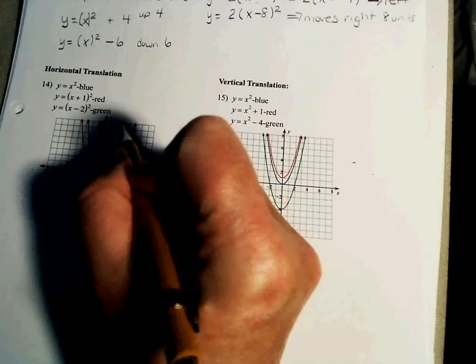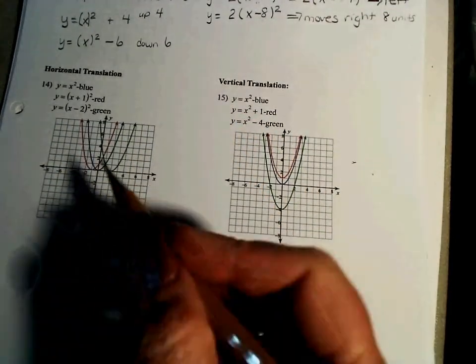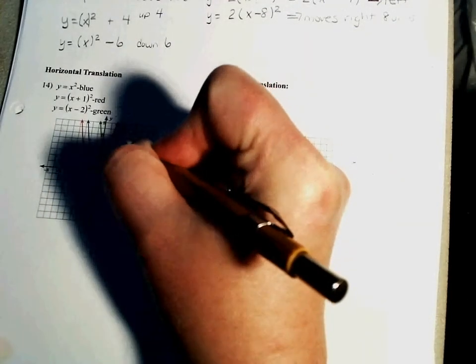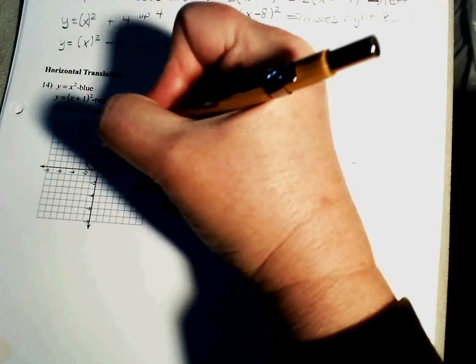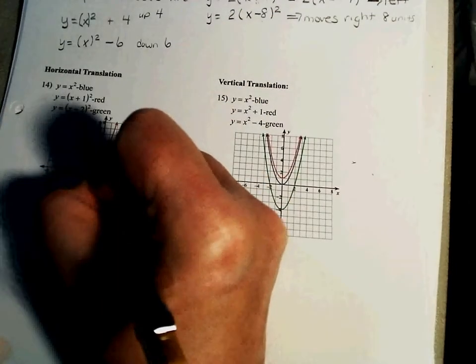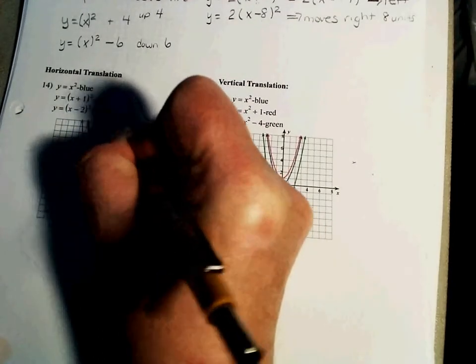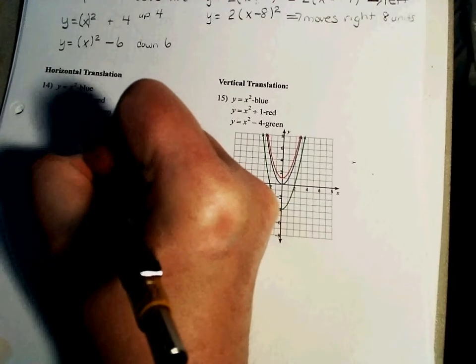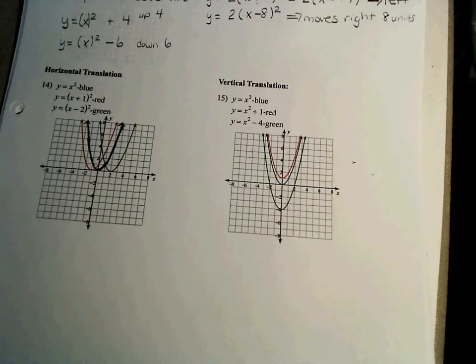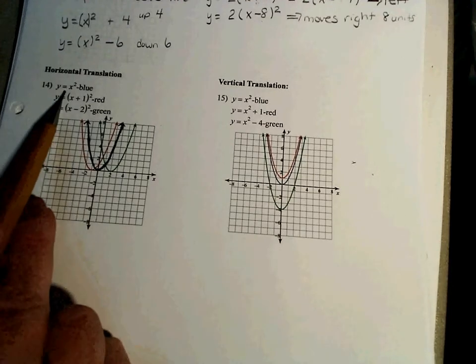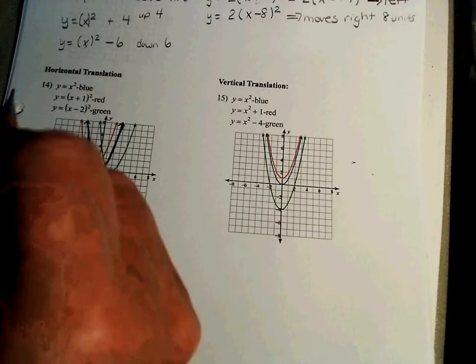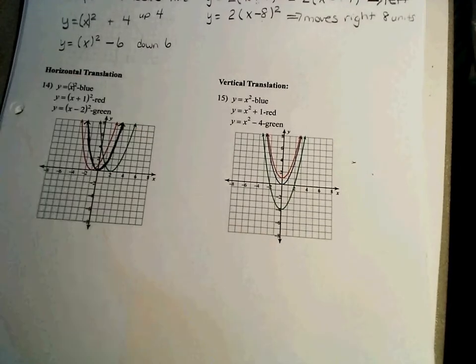Okay. So the blue one. This one right here is my blue one. I don't know how well you can see the color, so I'm going to make my blue one thick. The blue one is my parent. We talked about him yesterday. He starts at 0, 0. He goes through 1, 1, 2, 4, 3, 9, etc. I'm making him dark on my paper. Notice the equation of the parent is y equals x squared. The parentheses live here. There's nothing inside them, so it's not moved left or right. There's nothing outside them, so it's not moved up or down.